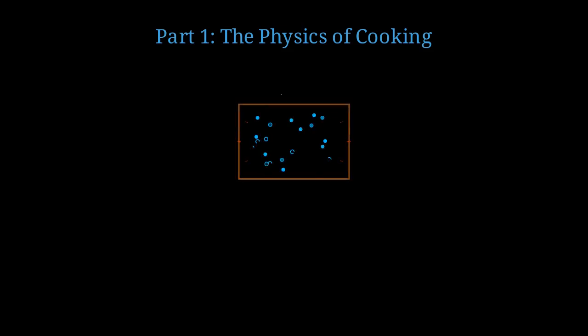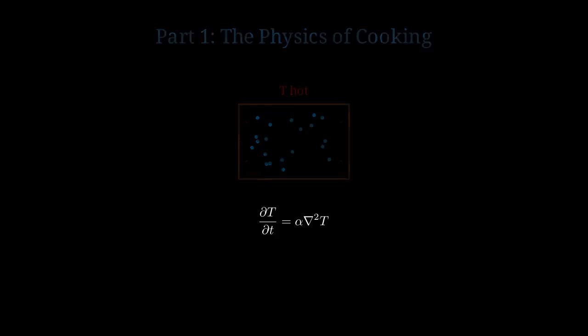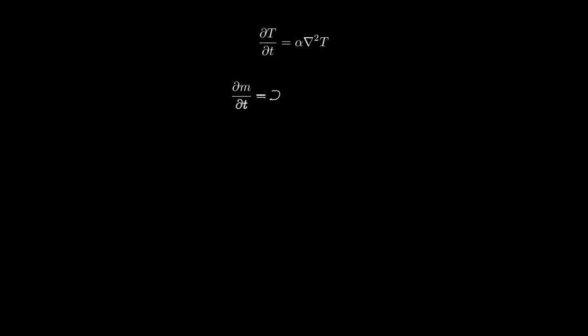Consider a piece of meat exposed to high temperature. Heat flows inward via conduction, while moisture evaporates at the surface and diffuses through the protein matrix. The heat equation governs temperature evolution. Here, alpha is thermal diffusivity, typically 1.4 times 10 to the minus 7 square meters per second for meat. Moisture content M evolves via diffusion with coefficient D, minus an evaporation term at boundaries. These coupled equations define the cooking problem.